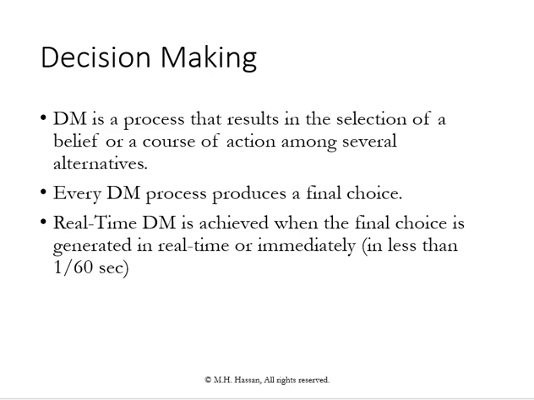Decision-making is a process that results in the selection of a belief or a course of action among several alternatives. So we have 1,000 alternatives, but only one solution within these 1,000 needs a decision-making process, which is a very tedious process to reach that conclusion. Every decision-making process produces a final choice. Real-time decision-making is achieved when the final choice is generated in real time or immediately, or in less than 1/60 seconds.